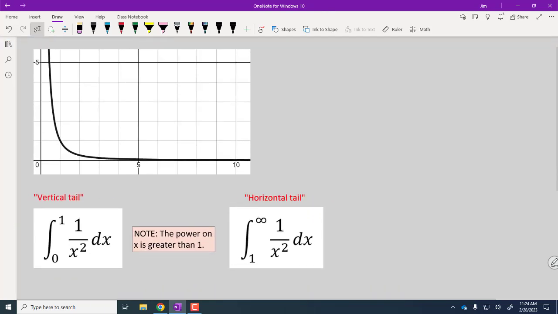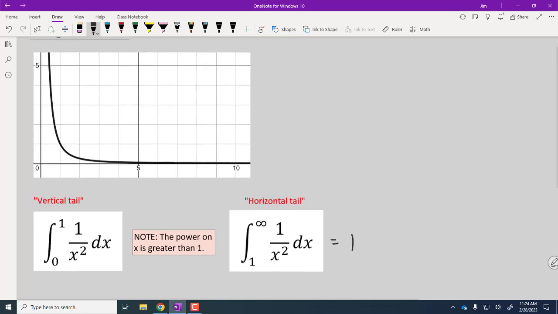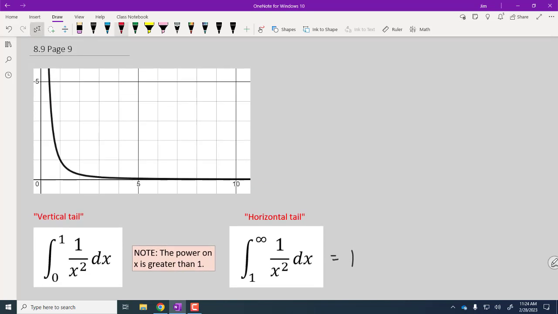So here's our first function. We're going to look at 1 over x squared again. This one we already did. We know that this is 1, right? We already integrated that. We know that that area is 1. But what about the vertical tail? Let's look at the picture. So when you look at the horizontal tail, that's this one. That's finite. You can tell that the curve is pinching to the x-axis super fast.